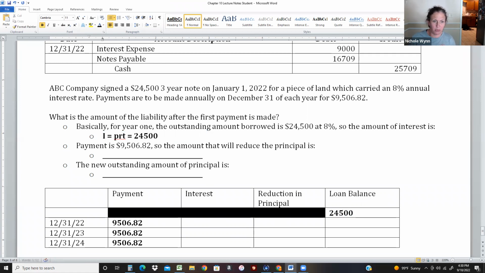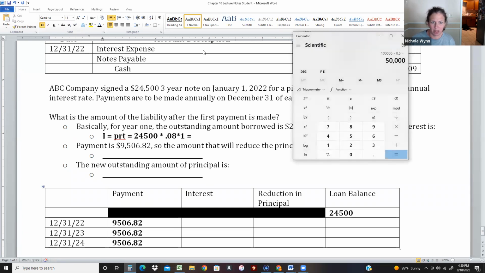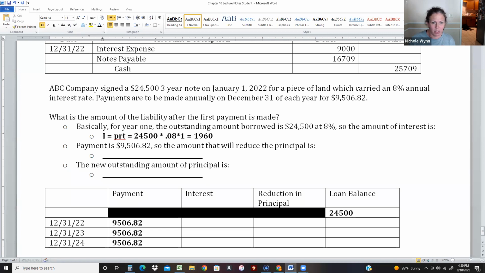So we would do 24,500 times 0.08 times, and it's for one whole year. So 12 over 12 or just one, because it's one whole year. So the amount that goes to interest, up there we did 100,000 at 9%, so it was 9,000. But here it's 24,500 times 0.08, so it's 1960. So 1960 is the amount that's going to go to interest.